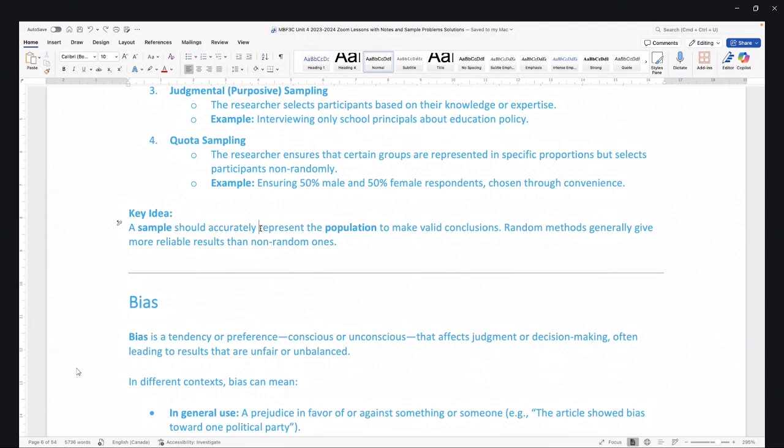So, bias. Now, sometimes it can be unconscious. You may not realize what you're doing is being biased. So to eliminate bias, it's best that your sample be completely random. And that's why they have rules and procedures to follow when you're sampling a population. Okay.